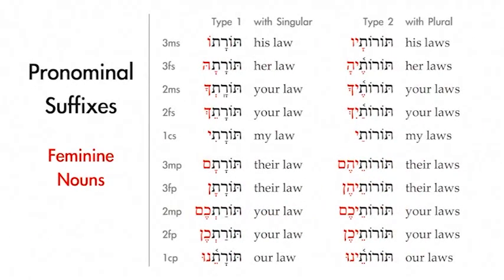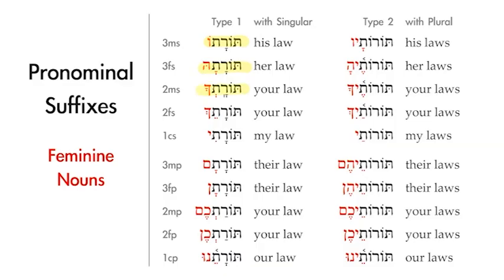Let's look at how to attach pronominal suffixes to feminine nouns now. Let's begin by pronouncing some of these forms together to get a sense for how they look and feel. Toratho, his law. Toratha, her law.